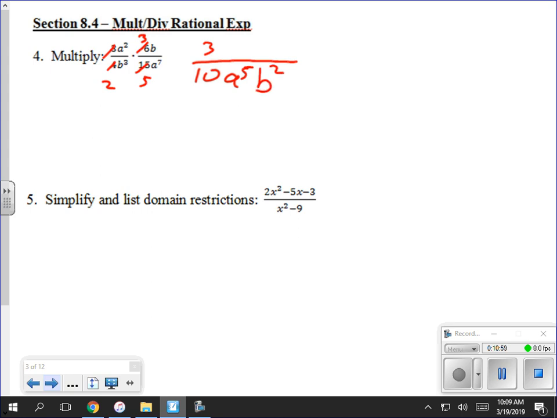Whenever you have exponents like this, variables with exponents, just subtract the small one from the large one and put your answer wherever the large one is and be positive wherever that goes.